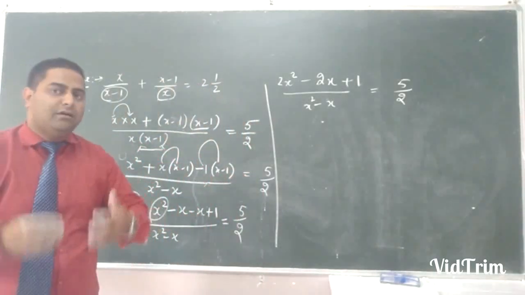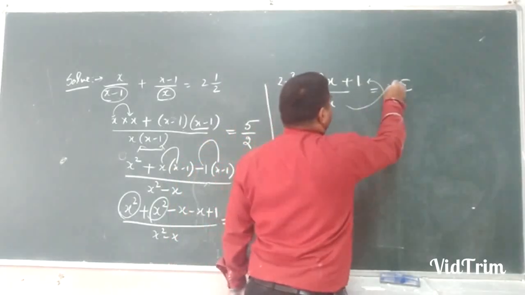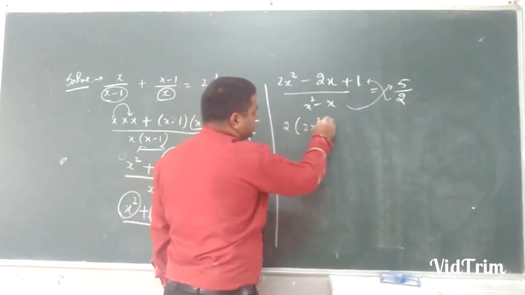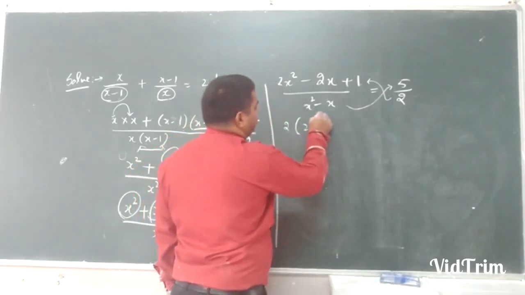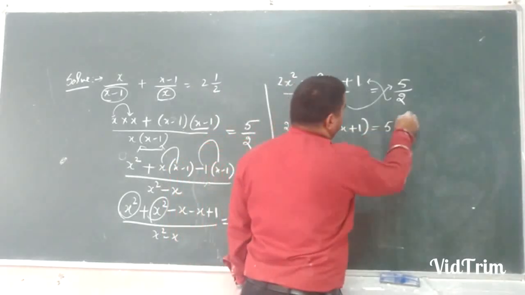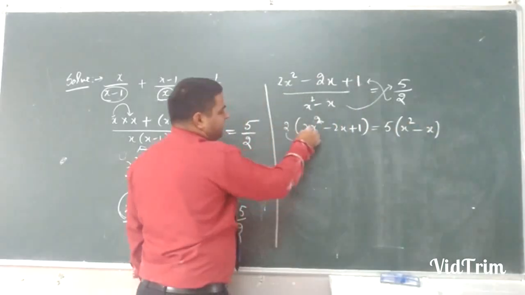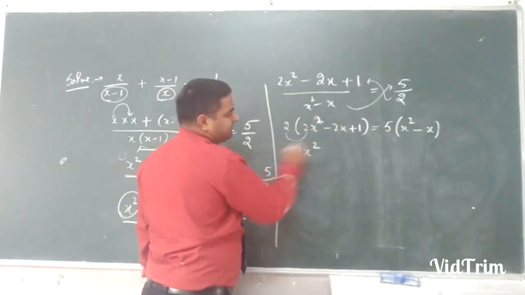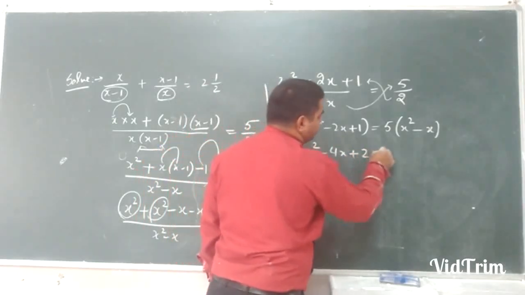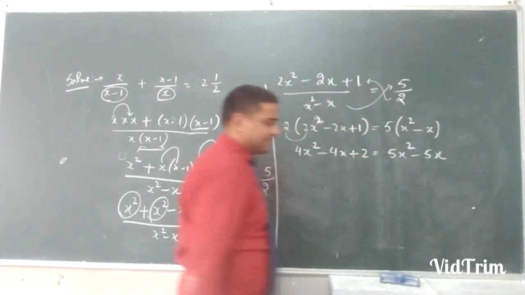Now, again cross multiplication. This 2 multiplies here and this number multiplies with 5. So we get 2 into 2x squared minus 2x plus 1 should be equal to 5 into x squared minus x. Now multiplying, 4x squared minus 4x plus 2 should equal 5x squared minus 5x.